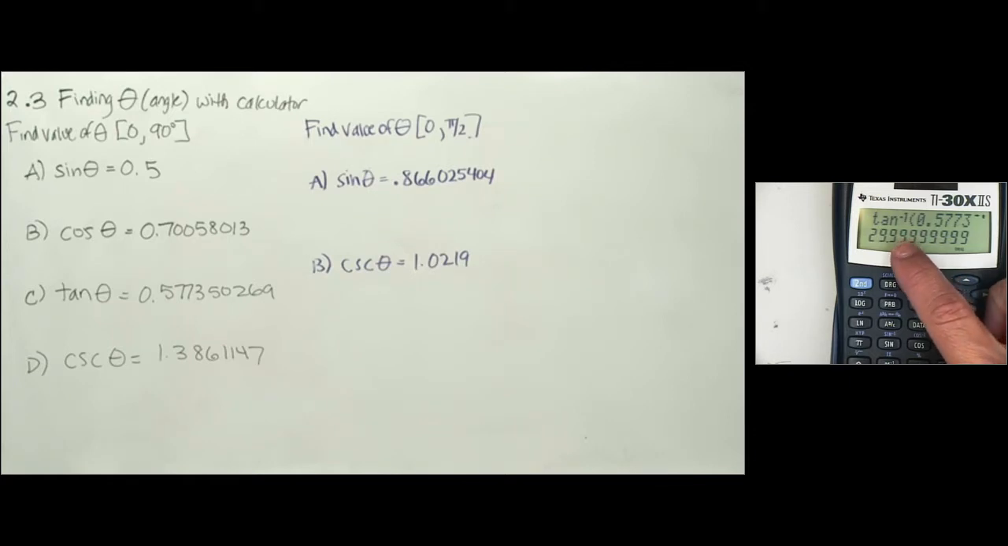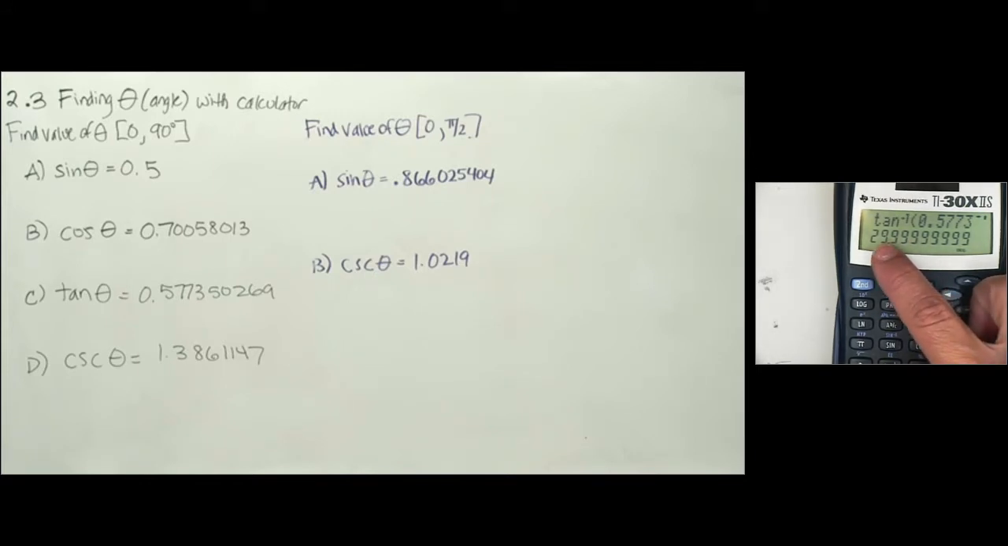Put a 0, carry a 1, and keep carrying that way through each 10. So if I rounded that, that would really be 30.0000 degrees.